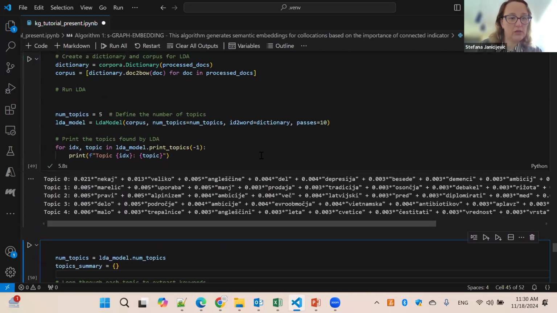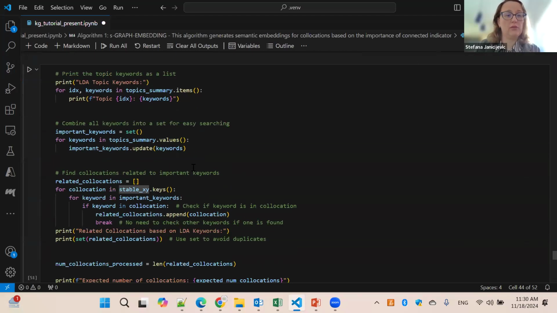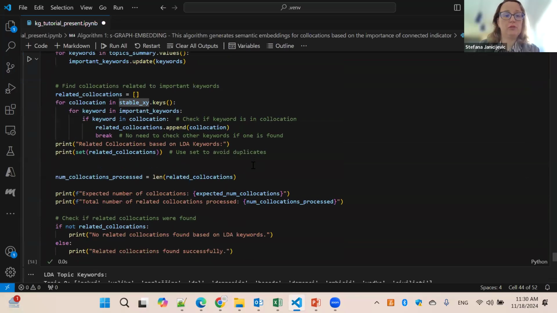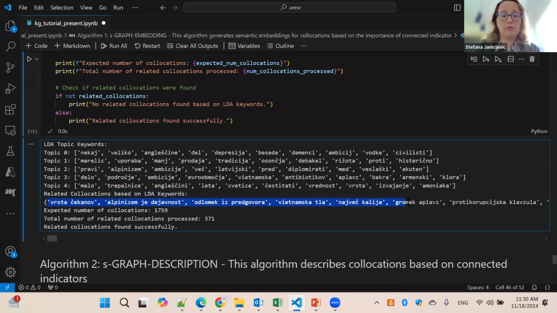What else I want to show you here? As you see, we are using embeddings that we prepared above, stable x epsilon. So if you are going through the code, you will see that. Printed the topic keywords as a list, combine all keywords into a set for easy searching, find collocations related to important keywords. So when you run this snippet of code, you will see related collocations based on the LDA keywords, these for example: vrsta čekana, alpinizam je dejavnost, lomak izpred govora. So I have this kind of text, so that is why I'm having this as a result. Total number of related collocations processed is 300, approximately 400.